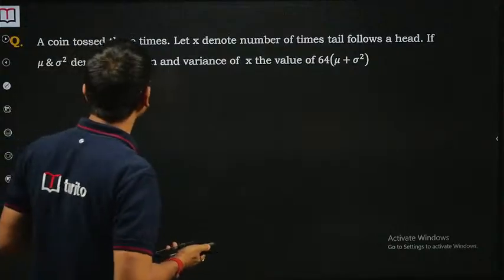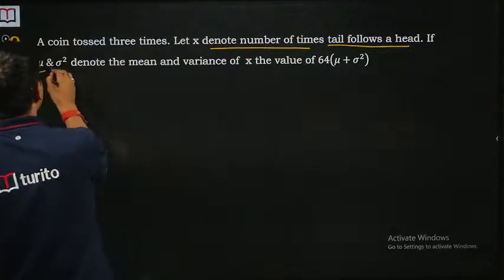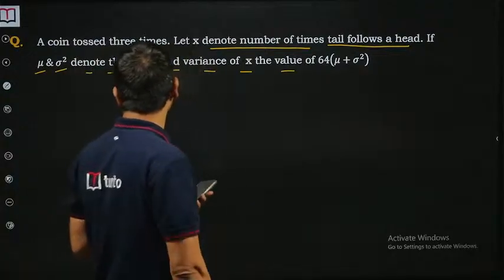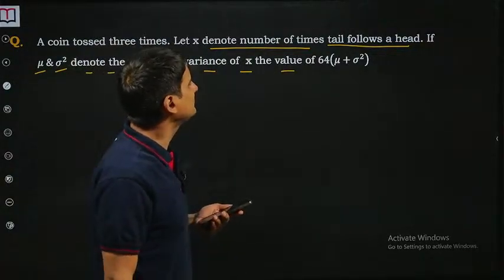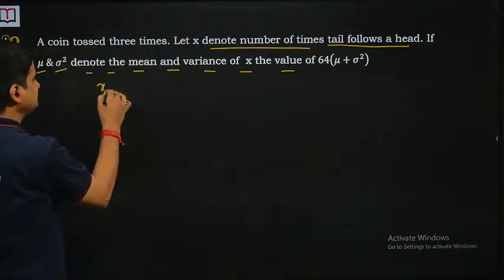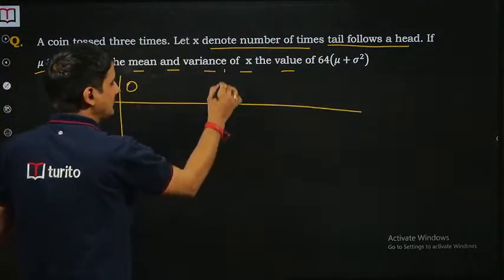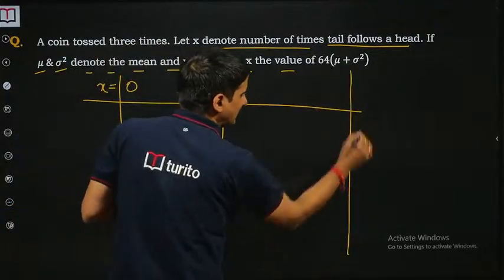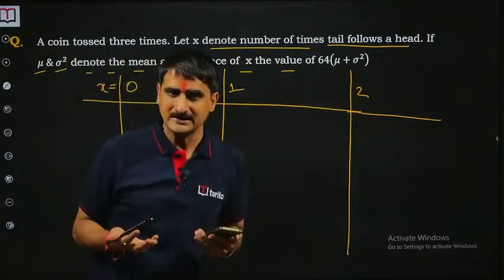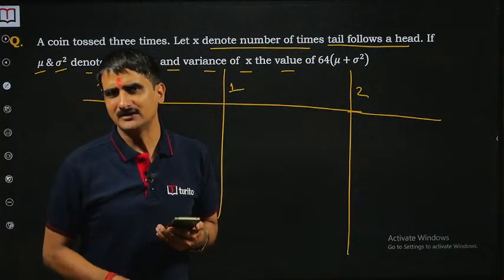A coin is tossed 3 times, let x denote the number of times tail follows head. If mu and sigma square denote the mean and variance of x, find the value of 64 times (mu plus sigma square). So we have to find the mean and variance. X denotes the number of times tail follows head. So x can be 0, when no tail occurs after any head, or x can be 1, or x can be 2, isn't that?